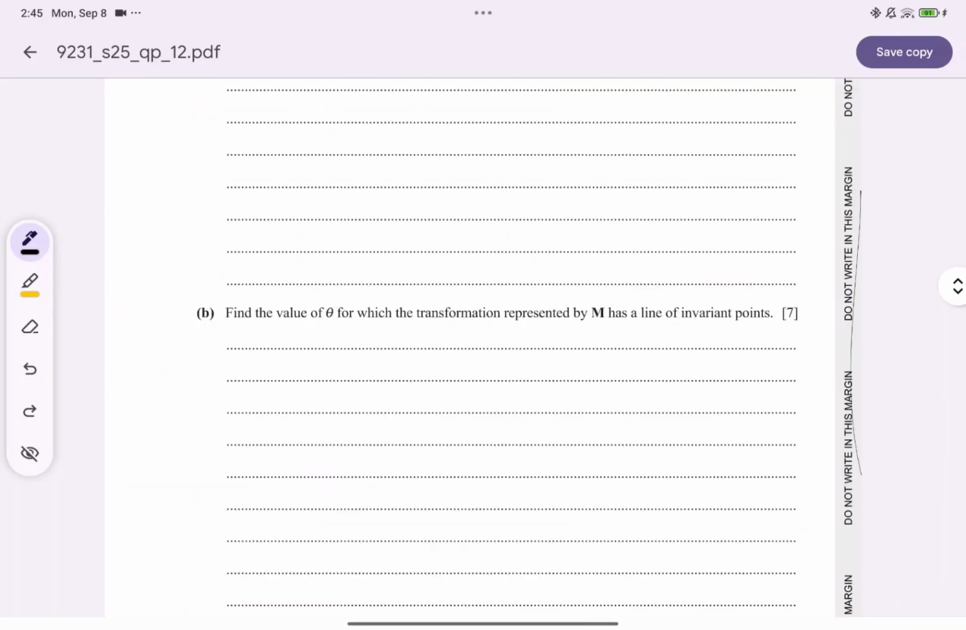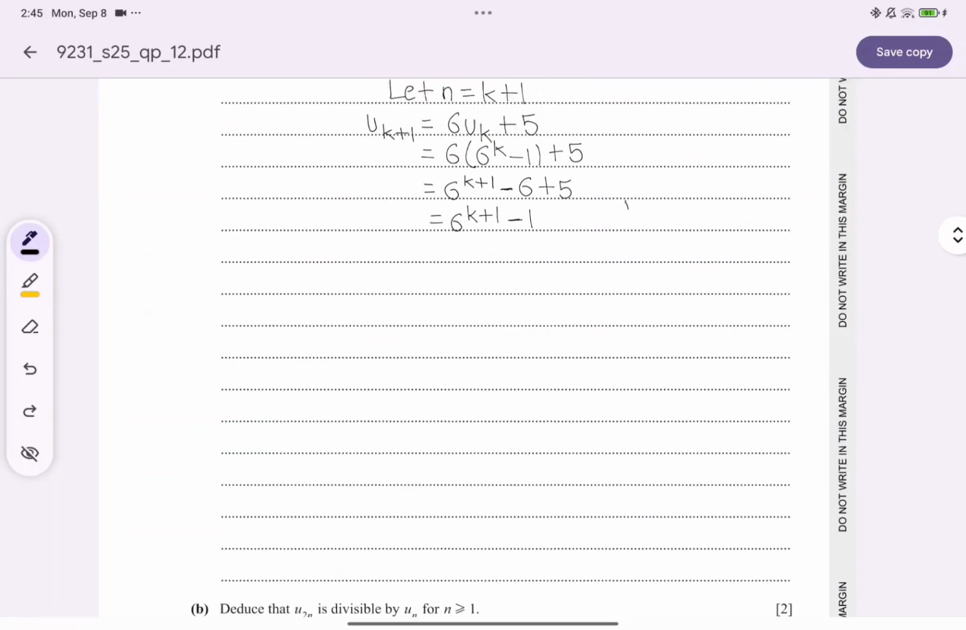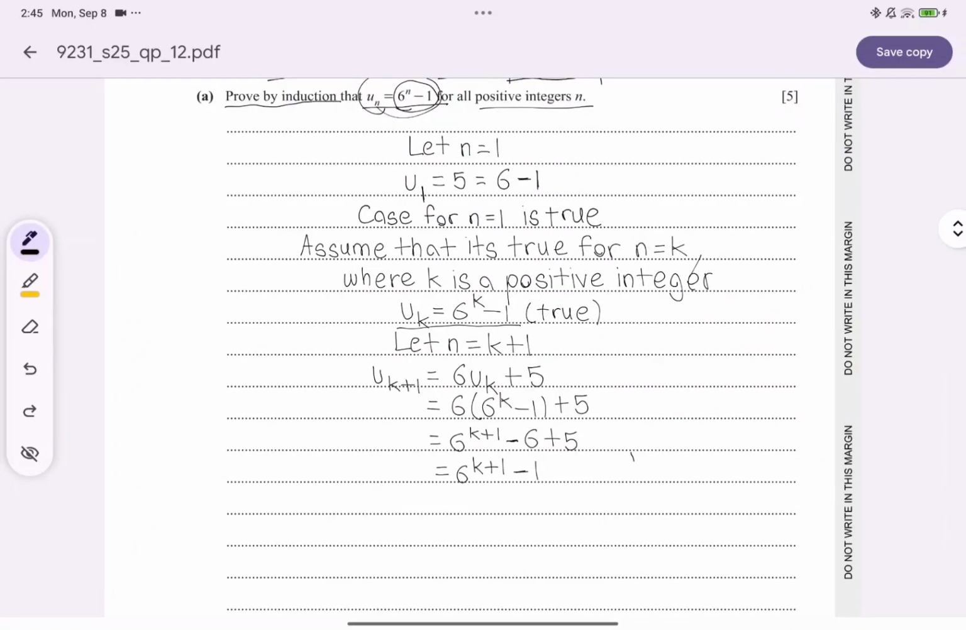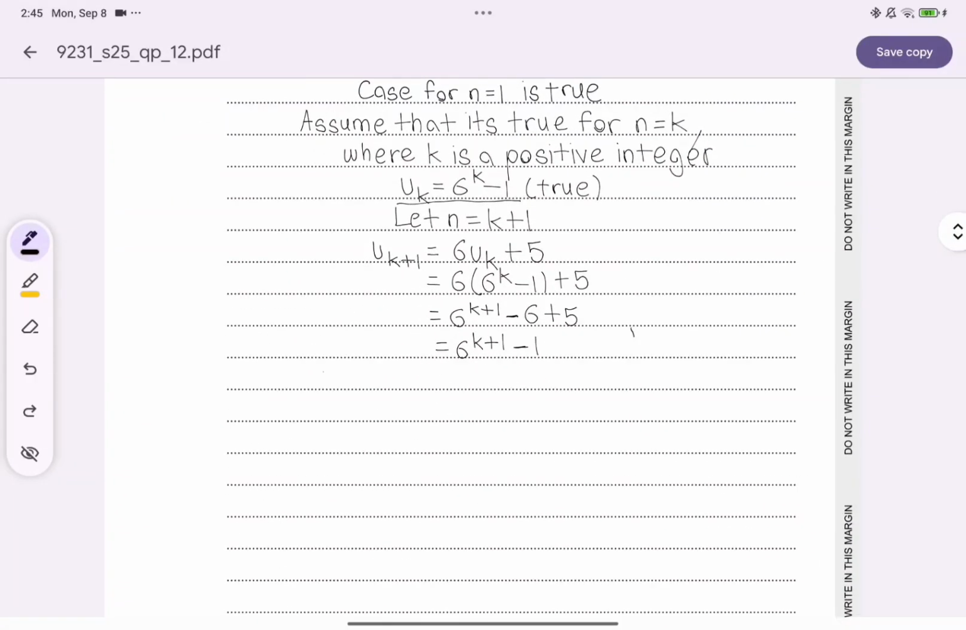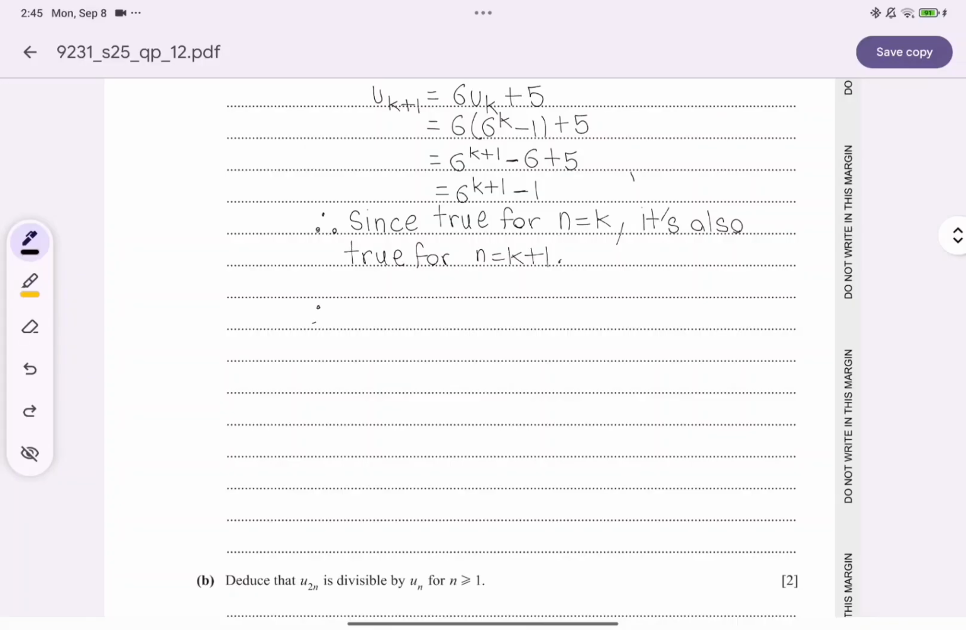Okay, let's see if it's in our form. Yep, it is. u_{k+1} equals 6^(k+1) minus 1. So here we can write down, since it's true for n equals k, it's also true for n equals k plus 1. And hence we can write our final statement.